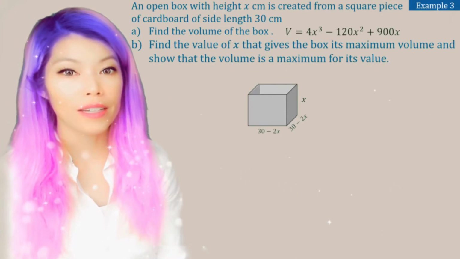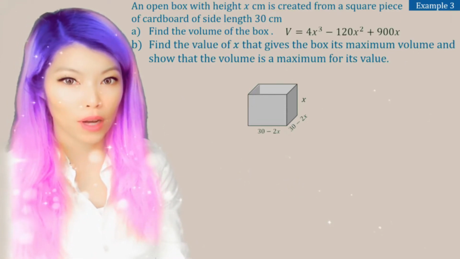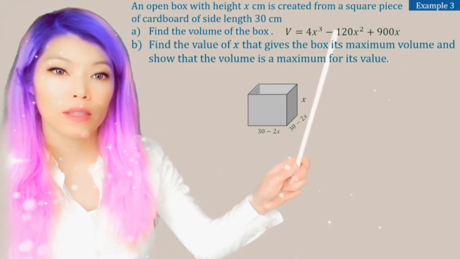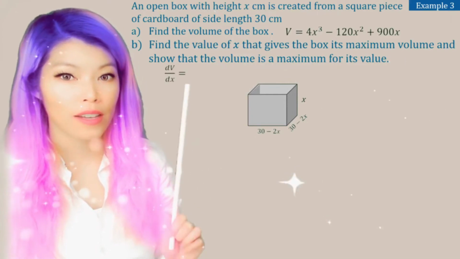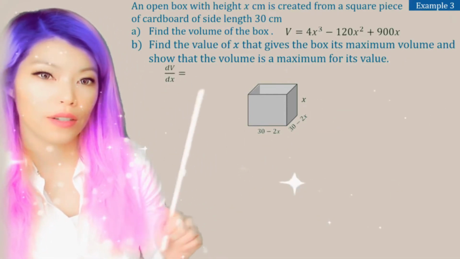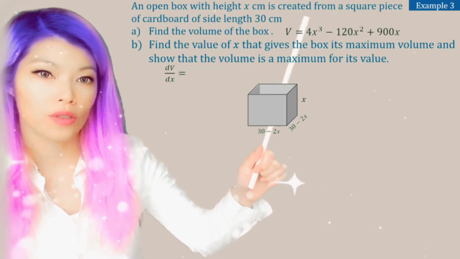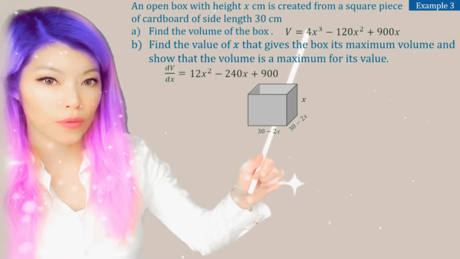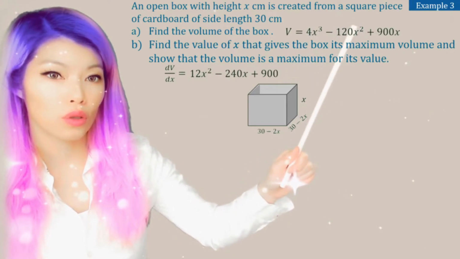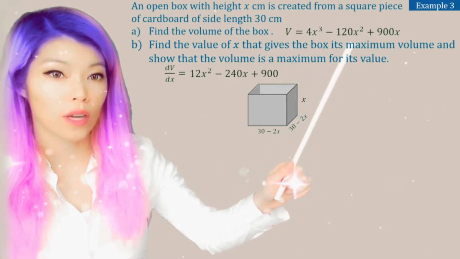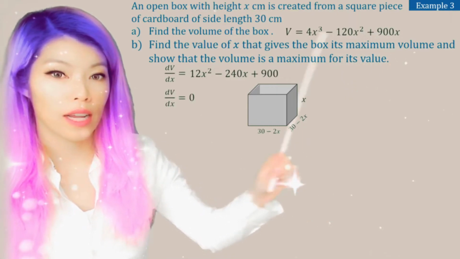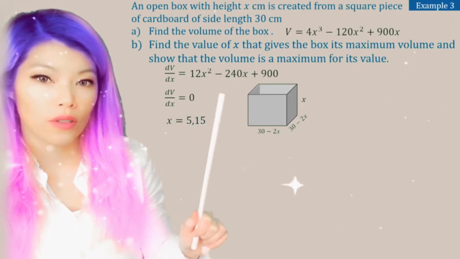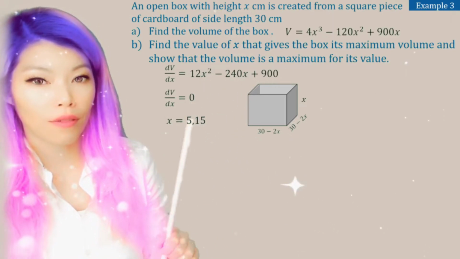Part B, find the value of x that gives the box its maximum volume and show that the volume is maximum for its value. So maximum means we're deriving it and letting it equal to 0, and show means we have to do that table. So dV/dx would be 4 times 3 is 12x to the power of 3 take away 1 is 2. Then minus 120 times 2 is minus 240, x squared becomes just x, and 900x just becomes 900. Now letting all that equal to 0, we can use the CAS and solve, and we obtain 5, 15.